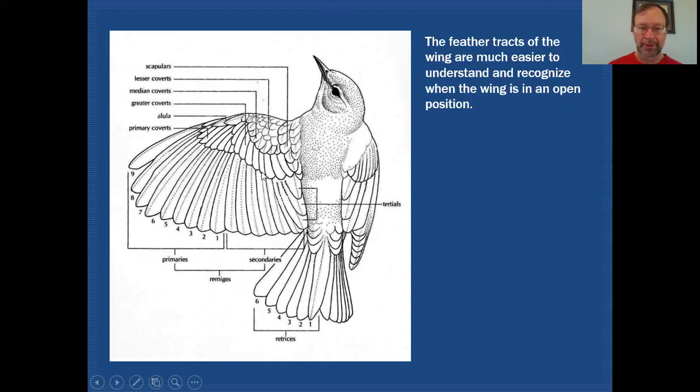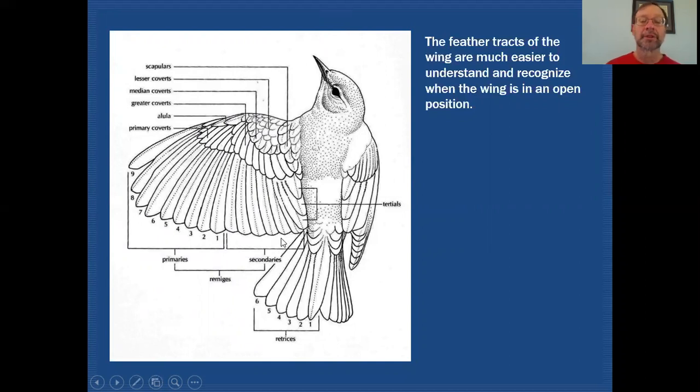So we start out with greater coverts here, which are covering large feathers. And then we have median coverts covering the bases of those greater coverts, and then lesser coverts covering the bases of the median coverts. And although this illustration doesn't show it, we have something along the edge of the wing called marginal coverts, and those will be covering the lesser coverts' bases. So then we also have the alula here, and we have primary coverts, which are covering just the primaries.